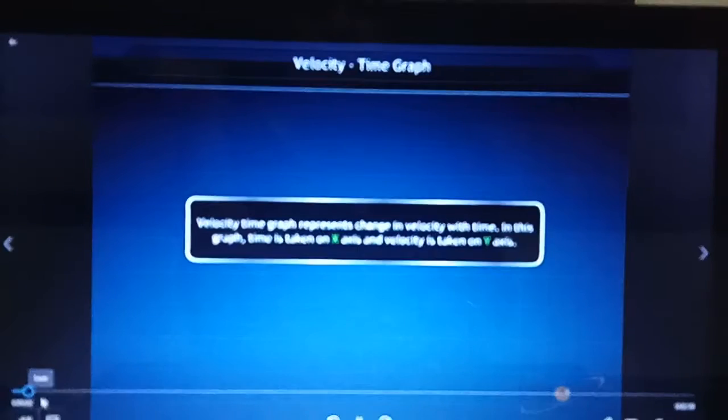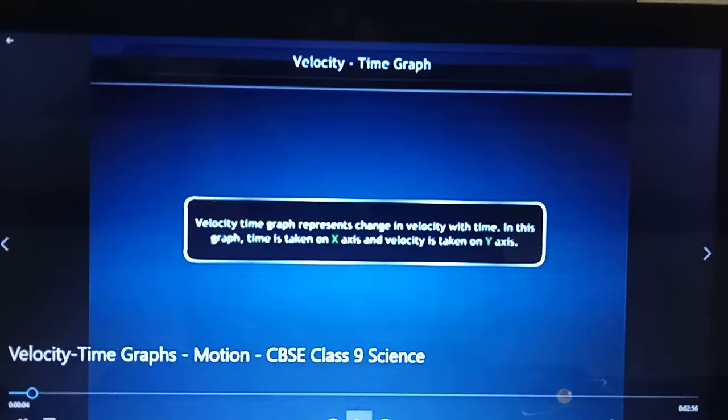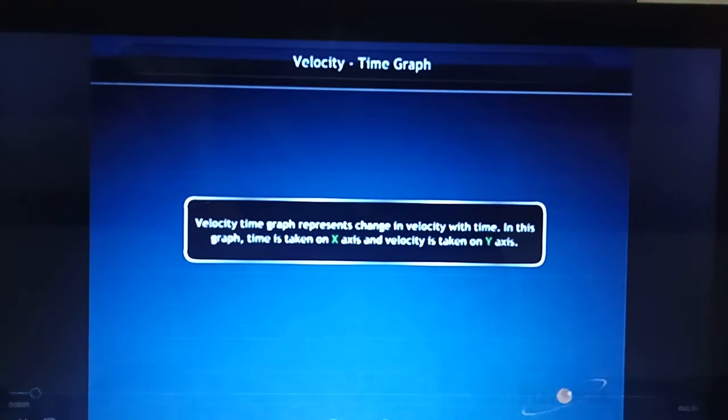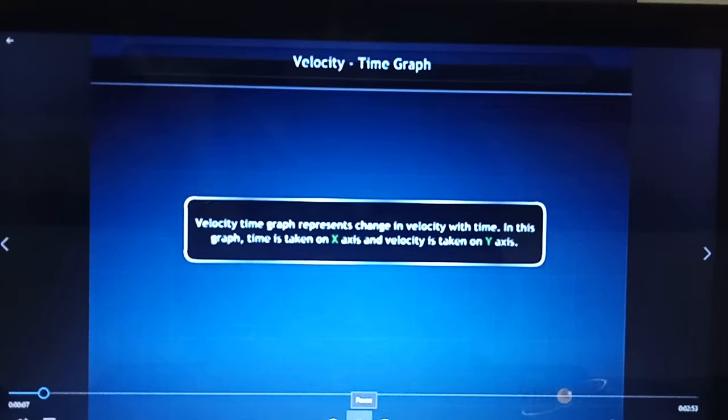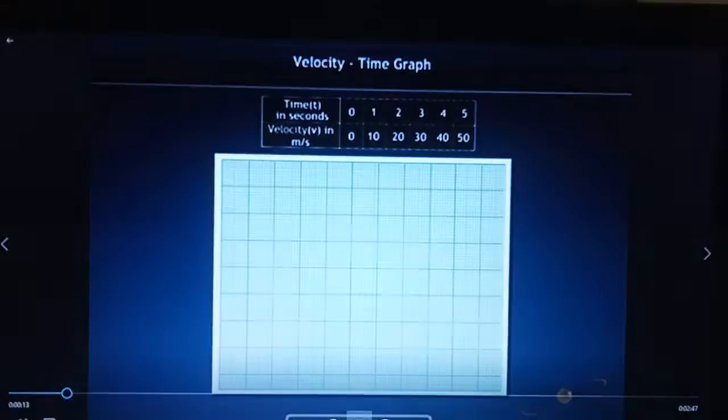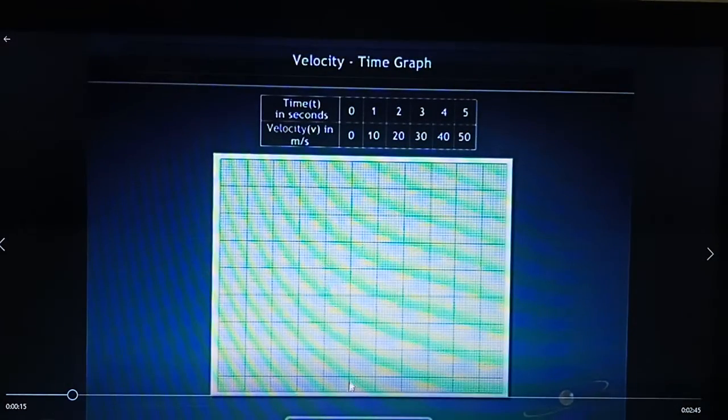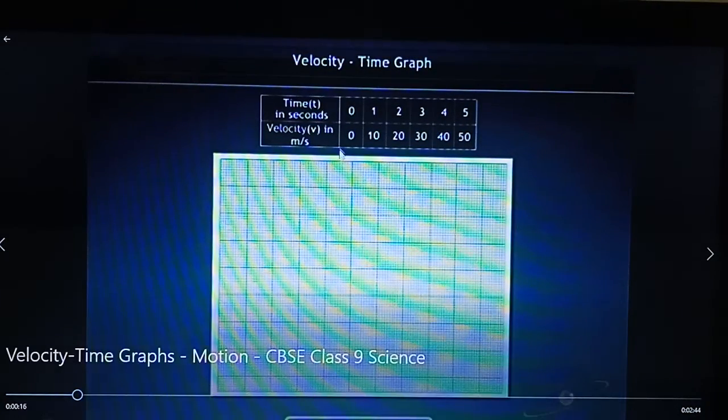Firstly, we will discuss the velocity time graph. It is representing the change in velocity with time. The time axis is taken on x-axis and the velocity is taken on y-axis. Now let's proceed with the first case in which it is moving with variable velocity. The velocity is changing with time, and that case is known as moving with uniform acceleration.